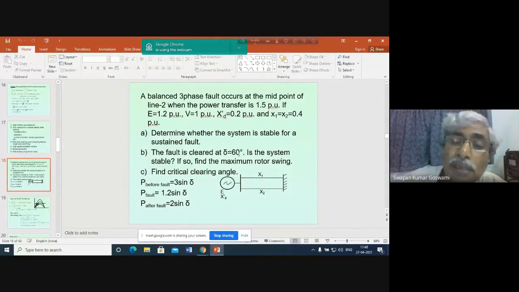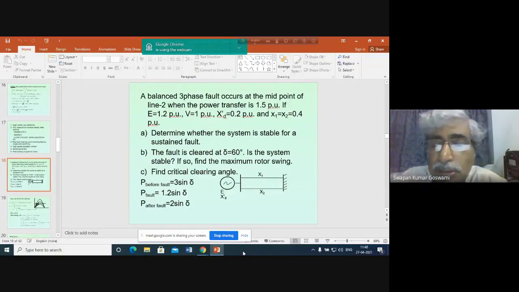This is the meaning of this fault clearance. Okay. Now you have to see when this fault is removed, that means faulty line has been removed, whether the system will be stable or not. If fault is cleared at delta equal to 60 degree, whether the system will be stable or not. If it is stable, find the maximum rotor swing, how far the rotor will swing, what is the maximum value of delta. That has to be determined. Okay. And lastly, find the critical clearing angle.